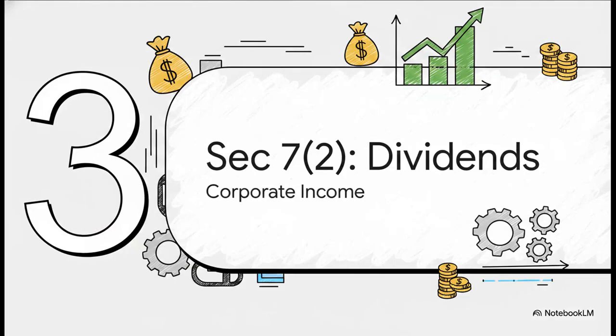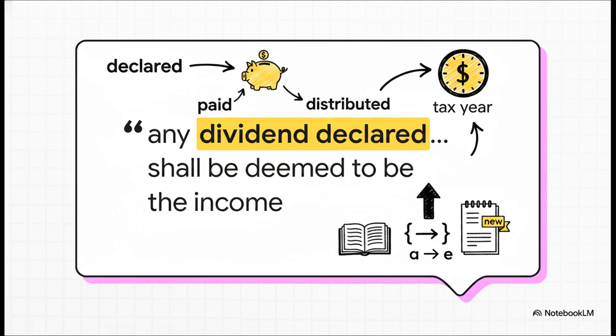All right, let's shift gears to Part 3, Section 7.2, focusing on corporate dividend income. Let's look closely at the exact text of Section 7.2a. It states that any dividend declared, distributed, or paid by a company shall be deemed to be the income of the tax year in which it is so declared, distributed, or paid. Notice the multiple triggers here: declared, distributed, or paid. Whichever of those happens first determines your tax year.